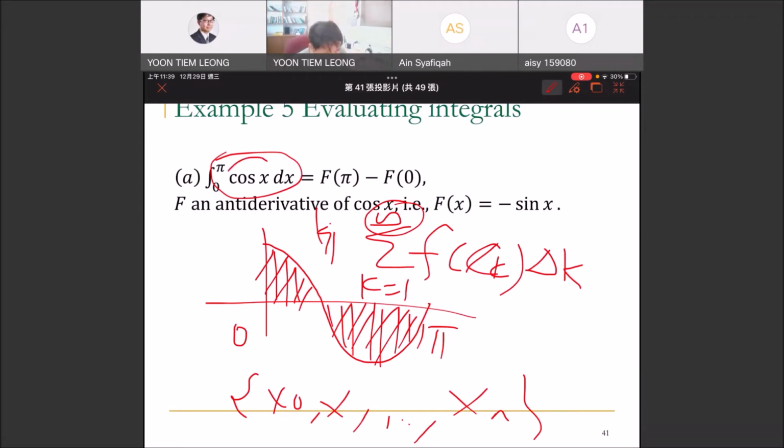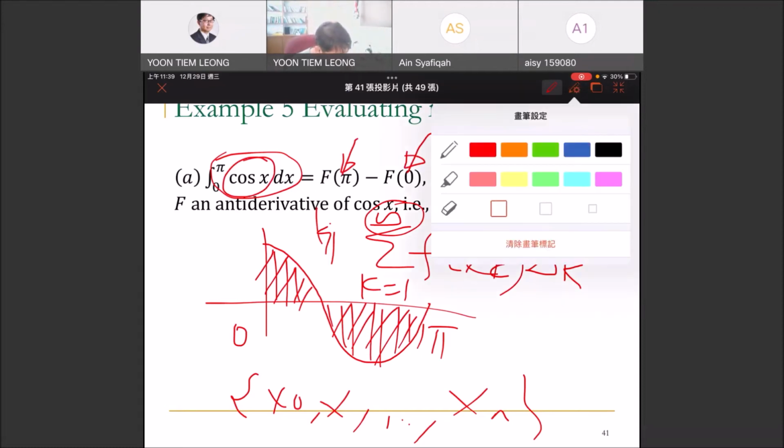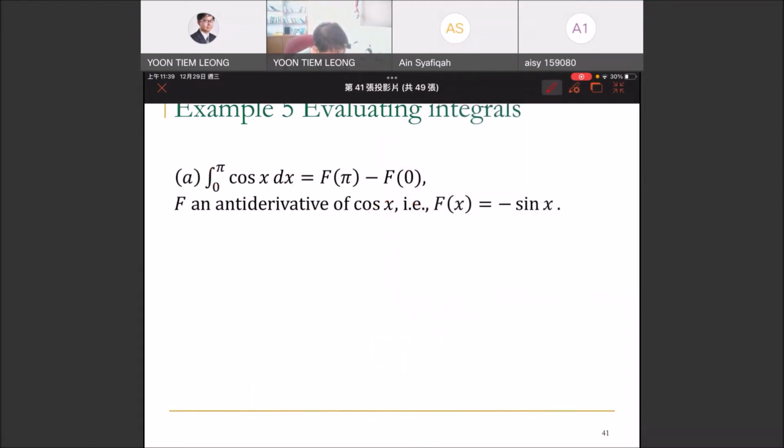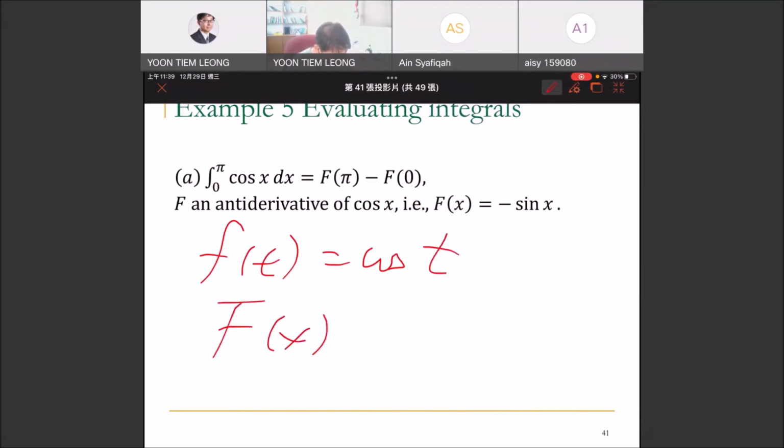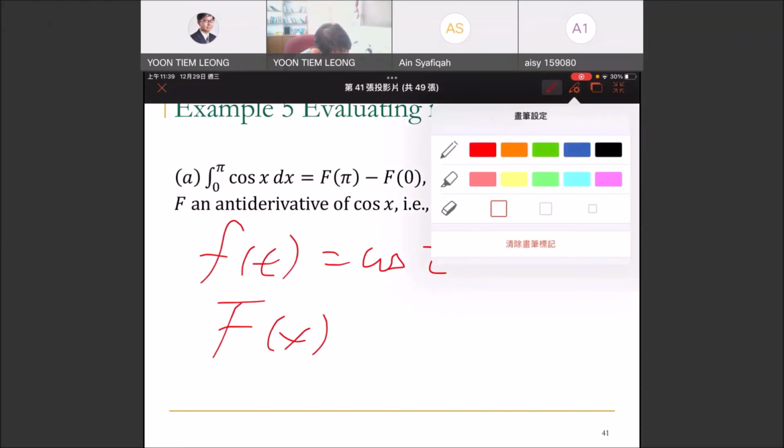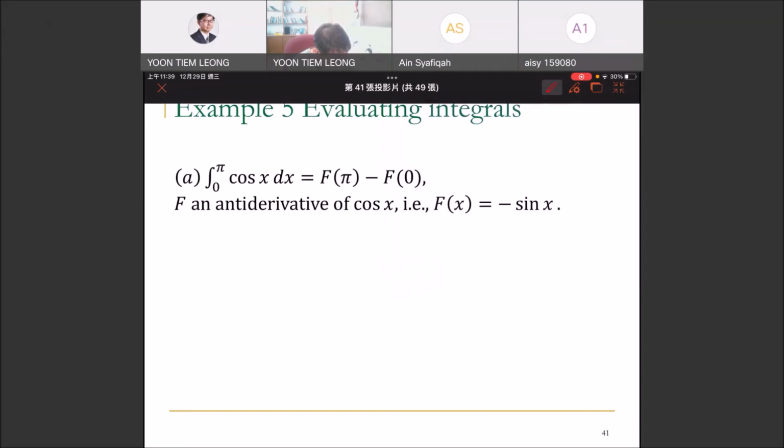Just ask yourself, what is the antiderivative of cos of x? Then evaluate it at the upper limit minus its value at the lower limit. That will do, right? So here the function in question is cos t. The antiderivative of cos of x is then just equal to, sorry, I think here I better write it as x instead of t, just to avoid confusion. Okay, so here you have a small function f of x, which is equal to cos x.